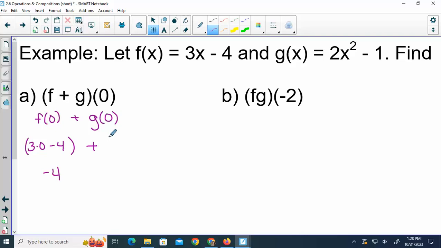g of 0 says you go to function g and plug in a 0 for the x. And that one gives me negative 1. So then negative 4 plus negative 1 is negative 5.